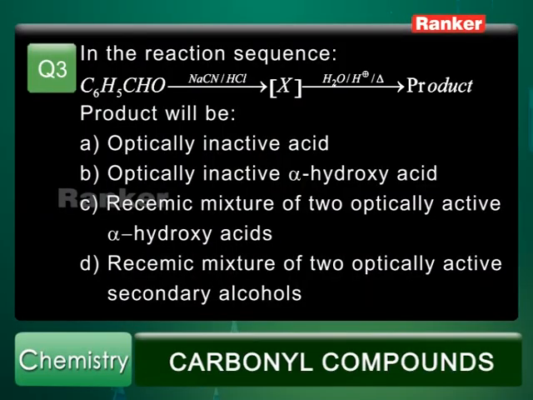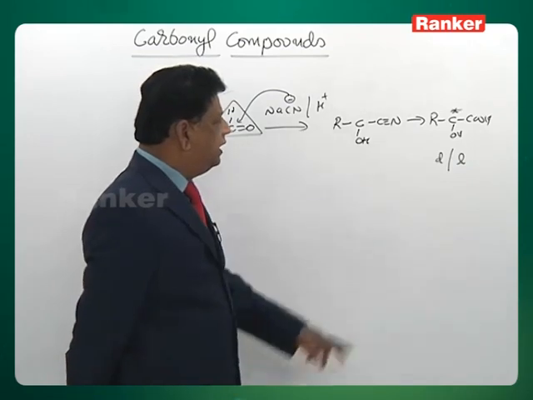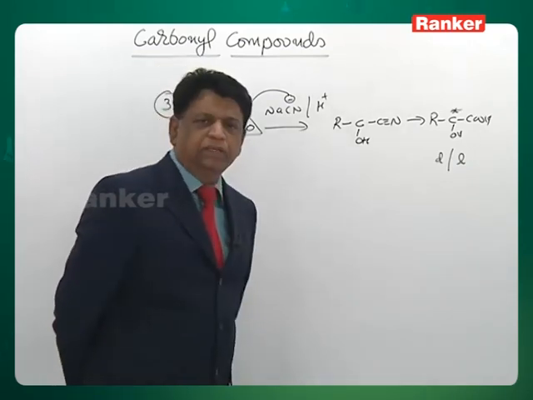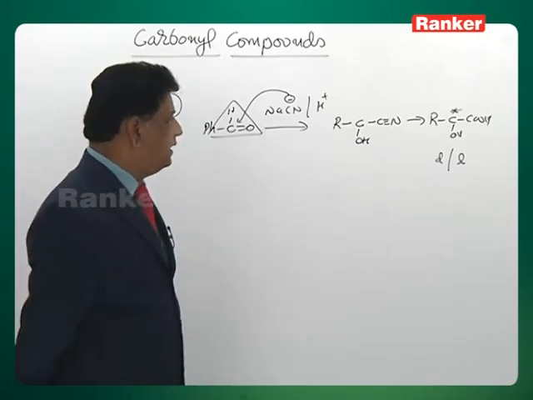So he is giving the options here. Optically inactive compound, that's wrong. Optically active alpha hydroxy acid, it's not one acid, two should be the answer. Racemic mixture of two optically active alpha hydroxy acids, that is the right answer. Racemic mixture of two optically active secondary alcohols, actually it is a 2-degree alcohol, but it is not the carboxyl; the carboxylic acid plus alpha hydroxy acids are the answers.